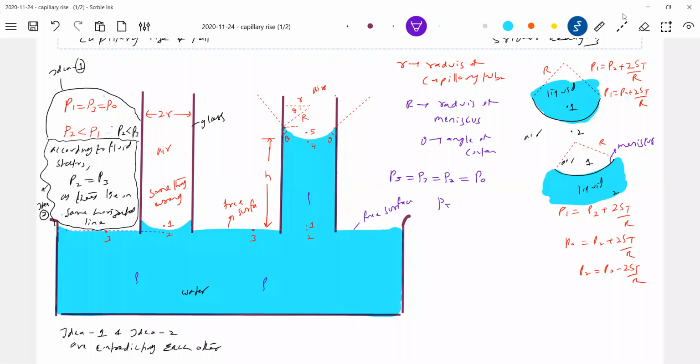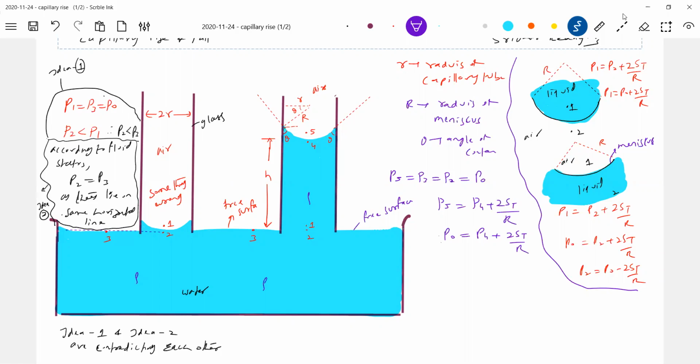So pressure at 5 should be equal to P4 plus 2ST by R. Pressure at 5 equals P4 plus 2ST by R. Then pressure at 5 is how much? P naught. This is the discussion we made earlier.